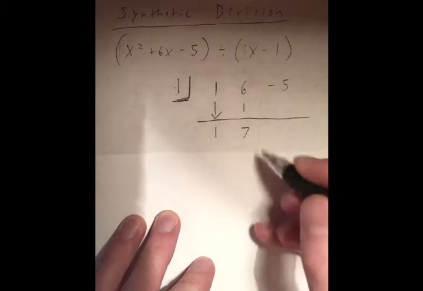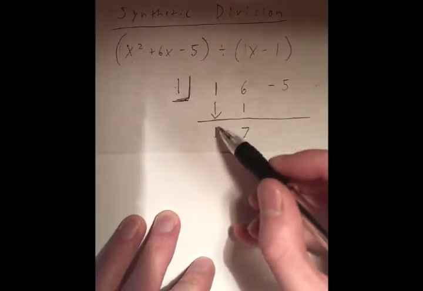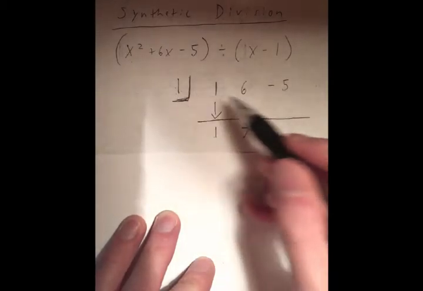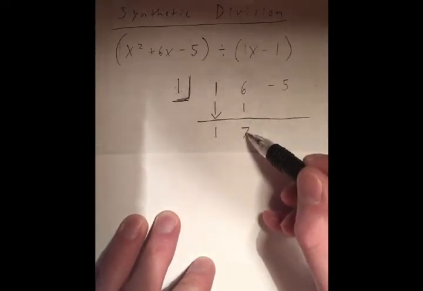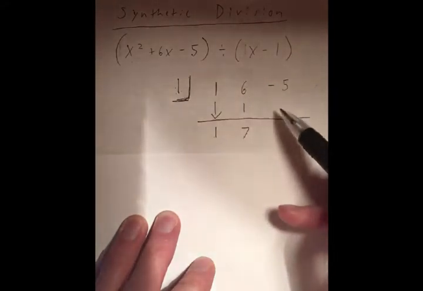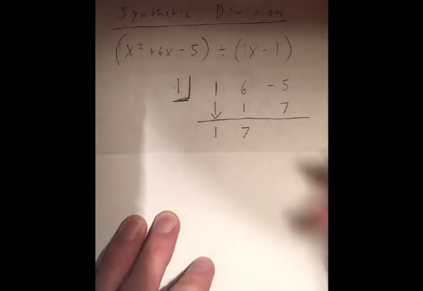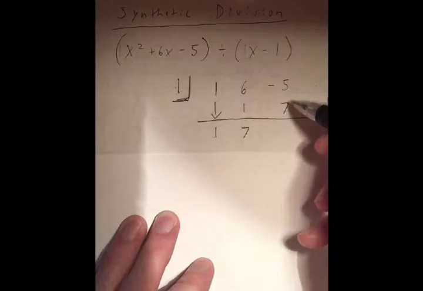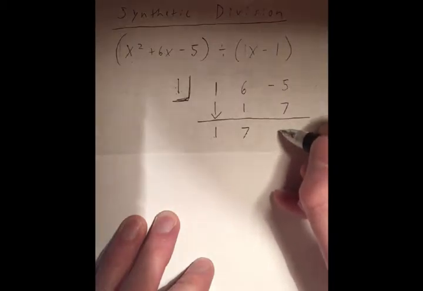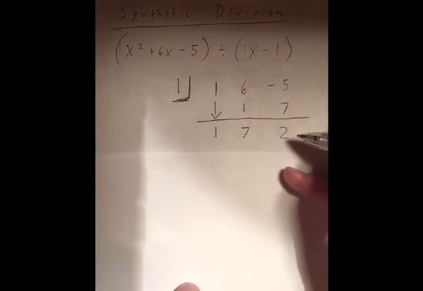7. And now we do the same thing as before. Remember how we added 1 here, we multiplied it, and we put the answer here? So same thing happens for this one. We take the 7, multiply it by 1, and put it here. So 7 times 1 is just 7. And then add down 7, negative 5 plus 7 is just a positive 2, right?